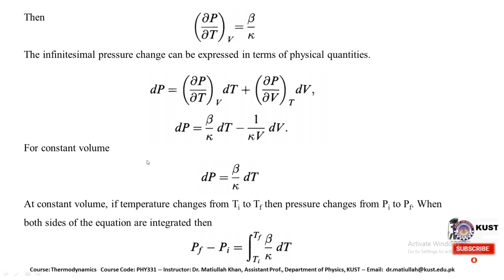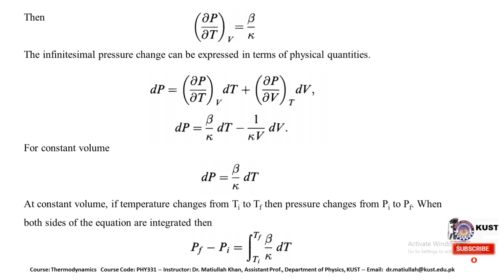If we consider the volume to be a constant quantity, there will be no change in volume, so the value of dV will become equal to 0. Anything multiplied by 0 leads to 0. So we will have dP equal to beta by kappa into dT. This is the new form of this equation, which has interesting meanings.